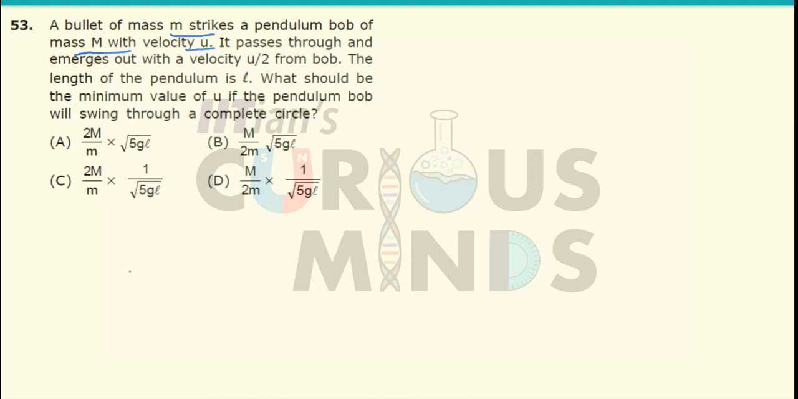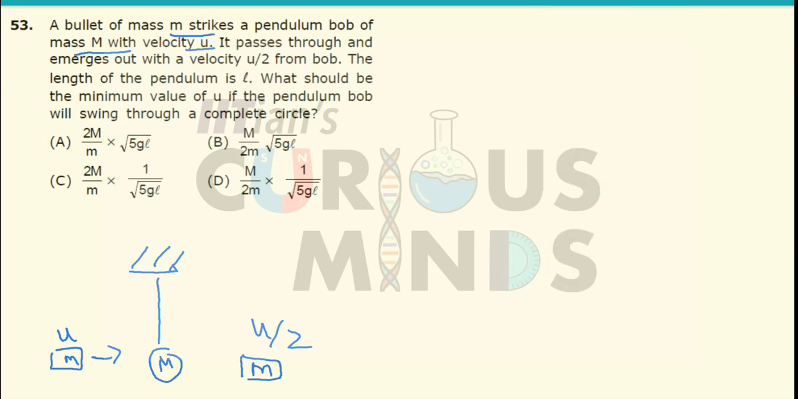First of all, understand that. Let us assume there is a pendulum attached over here of mass capital M. There is a bullet which approaches it, of mass small m, with a velocity u in this direction, and it passes through with a velocity u by 2.